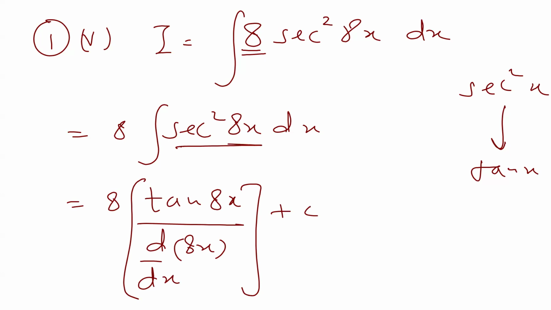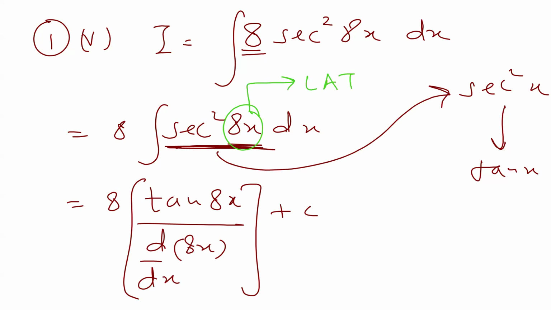Because when I compare this with sec square x, x is 8x, which is LAT, linear algebraic term. So this 8 and this 8 will get cancelled because d y by dx of 8x is 8. The answer is tan 8x plus c. Should I go ahead?